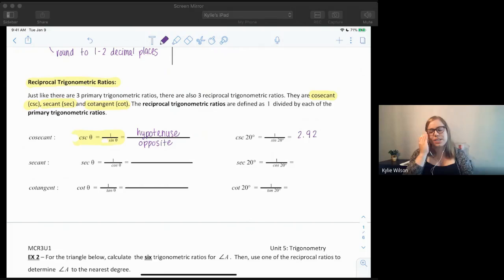So just make sure as we go through this that you double check that you're getting the right answers, just to make sure your calculator is not on any funky settings. Okay, let's look at the next one.